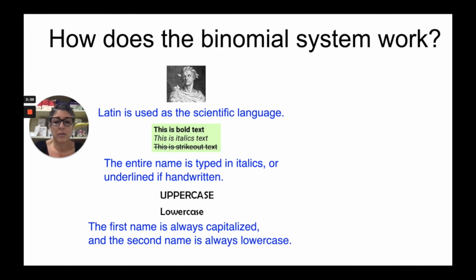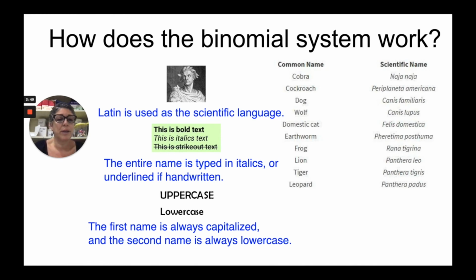The other thing that you need to keep in mind is that the first name of the scientific name is always a capitalized letter, and the second name is always a lowercase letter. So if we look at this list of common names compared to the scientific name, we'll see lots of Latin, we'll see italics, and we'll see that the first name is always capitalized and the second name always starts with a lowercase letter. So what are these two names?